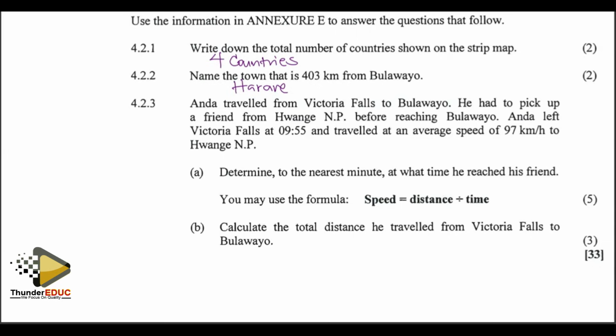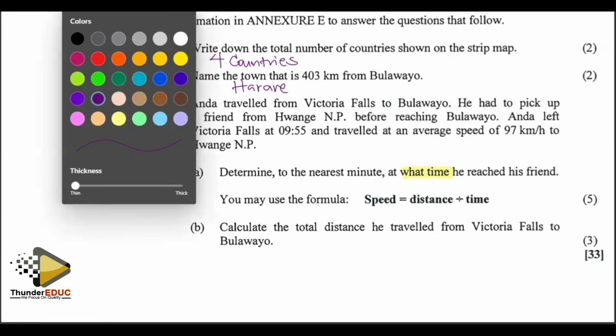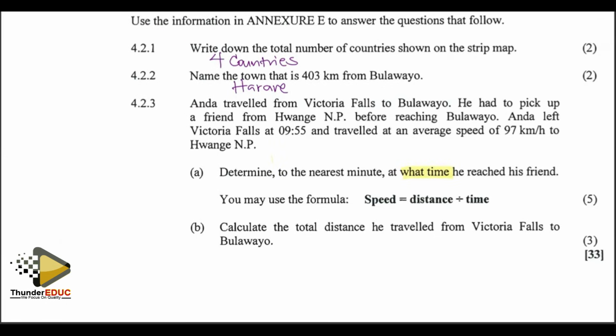Now, here the main thing that we're looking at is at what time. So simply, we need to determine at what time he traveled, at what speed, and how much time he spent on the road. So we need to find the distance between Victoria Falls and Bulawayo. He traveled from Victoria Falls to Bulawayo and picked up a friend from Ingwe before reaching Bulawayo, and they left Victoria Falls at this time. All right, let's go and analyze this.